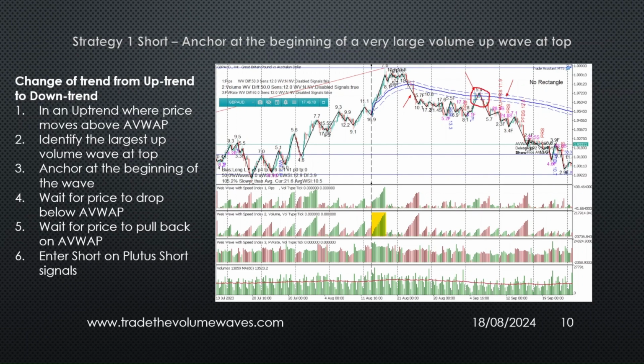Okay, we have touched the AVWAP with a pullback, and then our entry is a Bluetooth short signal, whatever that is, on the down move. And in this case, it is here. So this is our entry. Okay? So simple as that. Now we're moving below AVWAP and we got a Bluetooth signal short, so we enter short. Let's go to the next example.